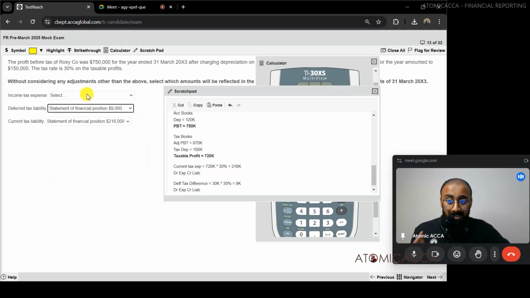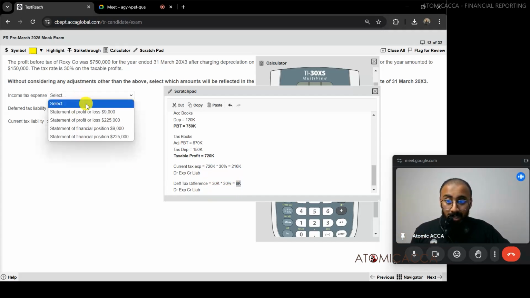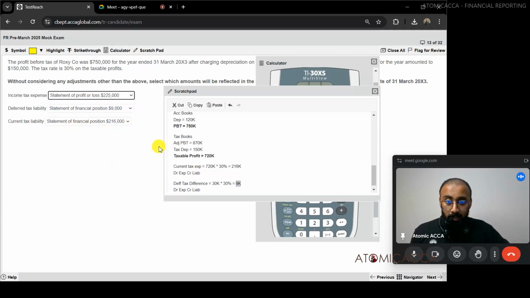What goes to income tax expense in SOPL altogether? 216,000 of current tax expense, 9,000 of deferred tax expense. That's a total of 216 plus 9, equal to 225,000 in SOPL. So we got our answer. So this one is done.